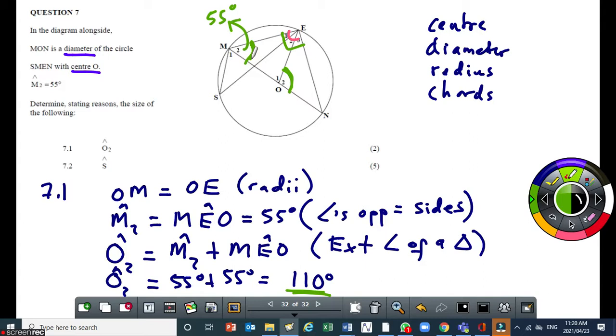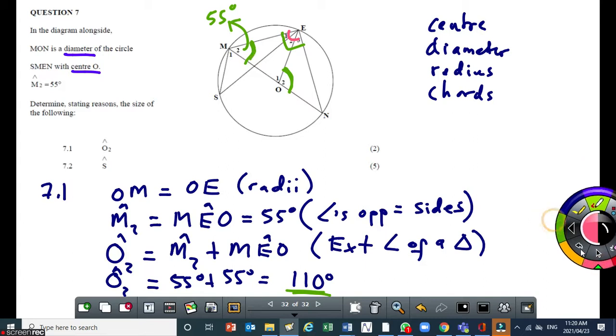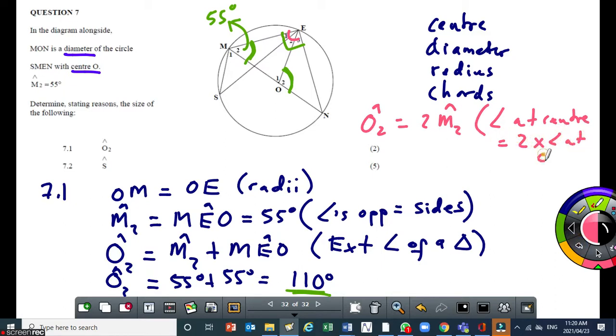Okay, so we could write it as saying, let me write this solution. Another way would be to say angle O2 is equal to 2 times M2. Then write the reason: angle at center is equal to 2 times angle at circumference. Therefore, your O2 is going to be 2 times 55 degrees, and you get 110 degrees.